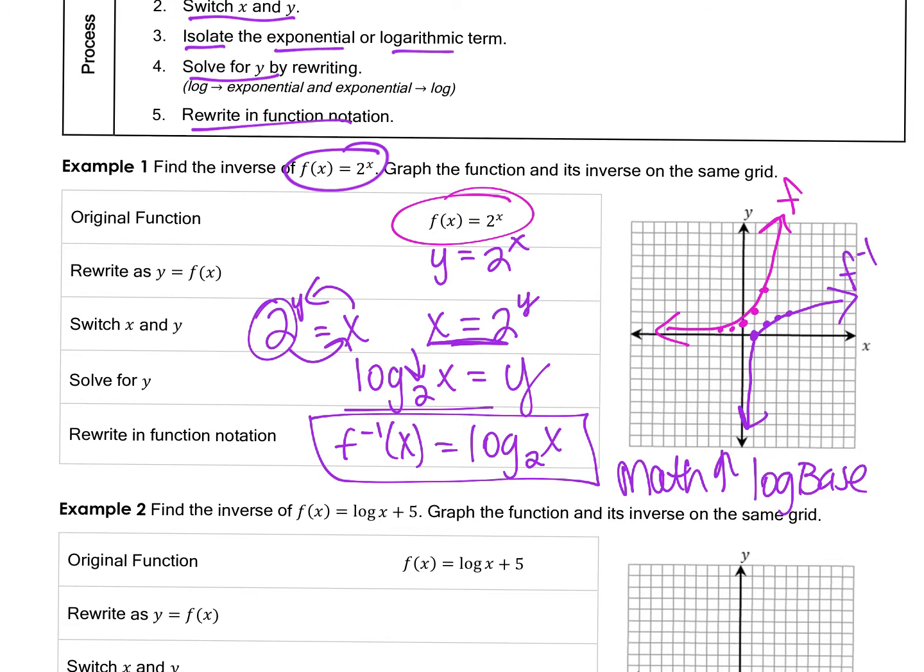So there's my inverse. Also, remember we said before, on inverses, it should be a reflection over the line y equals x. If you want, you can draw that y equals x line so that you can visually see that it is a reflection across that line.